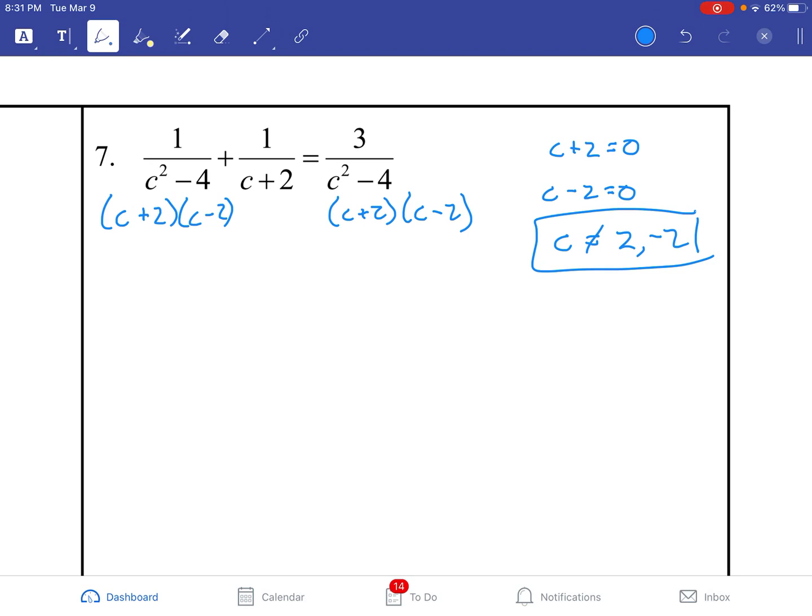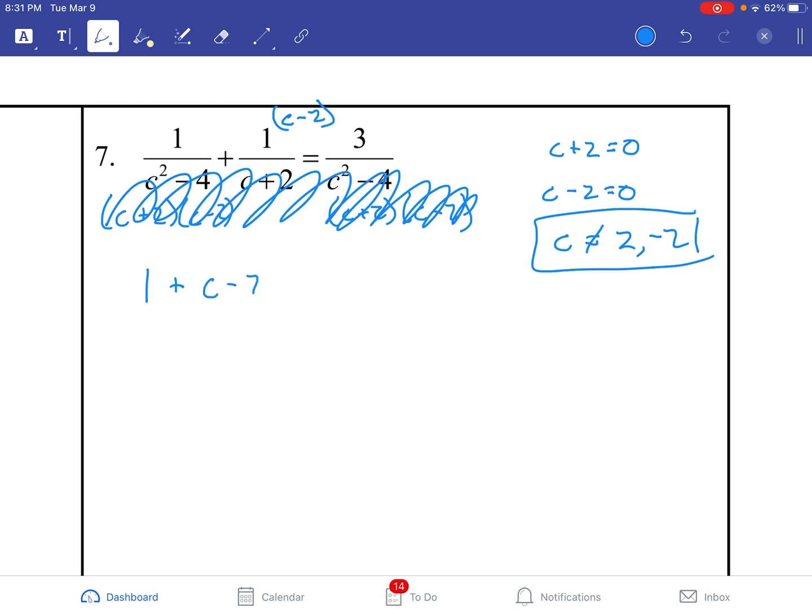Okay, so now we're looking at what's missing. Well, the first fraction has both C plus 2 and C minus 2. The second fraction is missing the C minus 2. So let's put that in there. And the third fraction has both C plus 2 and C minus 2. Since we've multiplied by what's missing, we can get rid of the denominators altogether. And on the top, we have 1 plus 1 times C minus 2, which is just going to be C minus 2 equals 3.